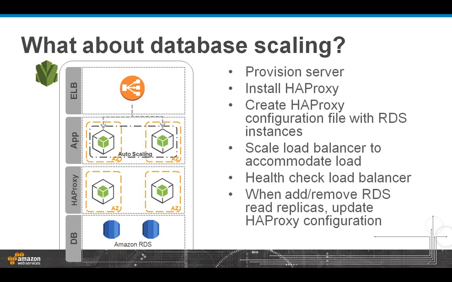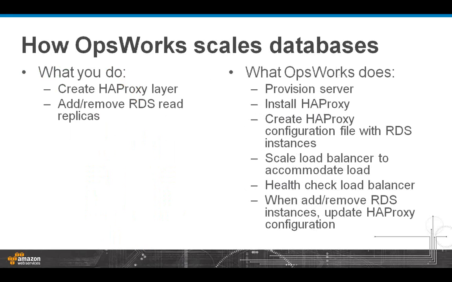So it's a little bit of manual work, which with OpsWorks you can avoid. You can create an HAProxy layer and then add and remove the RDS read replicas from that HAProxy layer. OpsWorks would provision the HAProxy server, install HAProxy, and create HAProxy configuration files for your RDS instances. It could scale the HAProxy to accommodate more load. And when you add and remove RDS instances, it could update the HAProxy configuration file for you automatically.